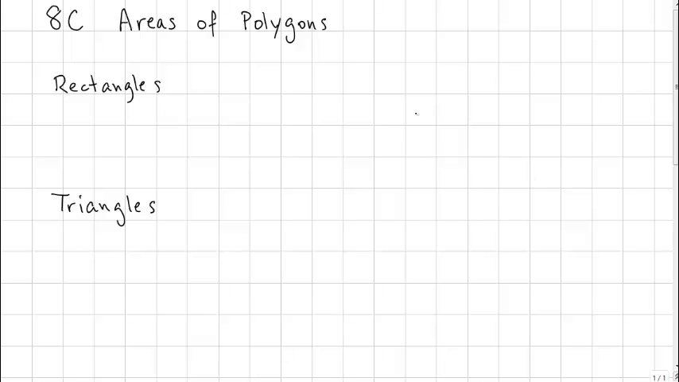We're going to explore areas of polygons in this lesson, and we'll start with something very straightforward, which is a rectangle. So imagine we have a rectangle that has one dimension of 6 units and one dimension of 4 units. Now, I intentionally didn't use the words length and width because in math, length and width are somewhat arbitrary. Any dimension can be the length, any other dimension can be the width.